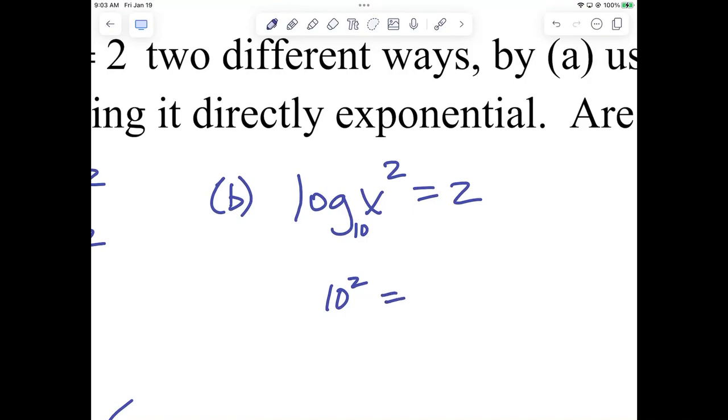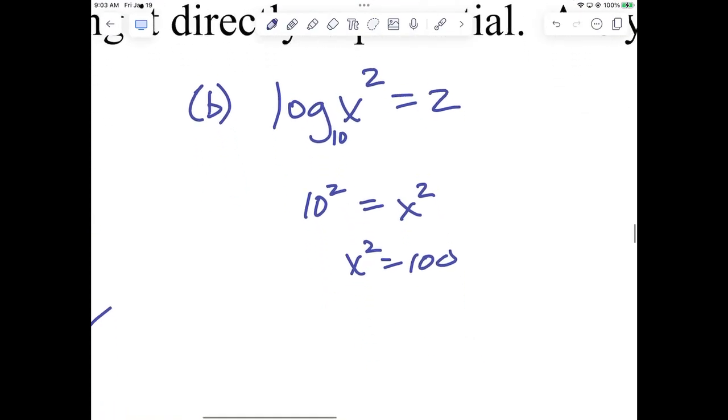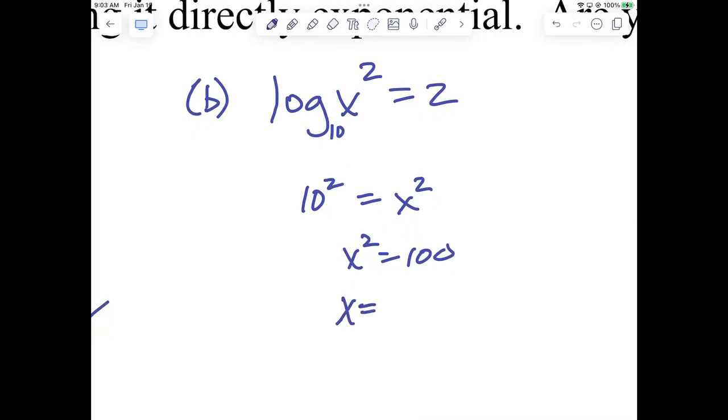10 squared equals x squared, so x squared equals 100. And now when I take the square root, I get x equals what? 10. Or, don't be like my niece and forget to do something. Plus or minus. When you take the square root, you got to do plus or minus, yeah?